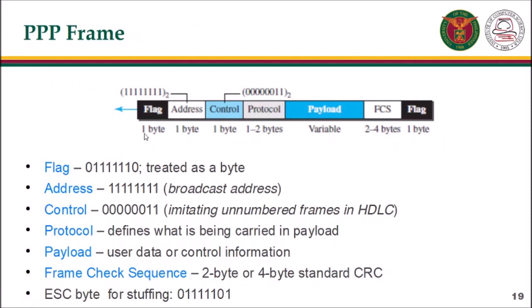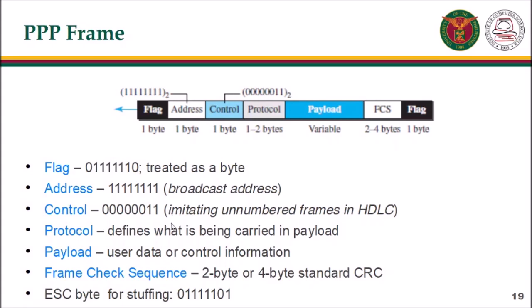PPP uses a character-oriented frame. Here is the format of a PPP frame. A PPP frame starts and ends with a 1-byte flag with a bit pattern 01111110. The address field in this protocol is a constant value of all ones, which is a broadcast address. The control field is also constant with a value of 00000011, imitating the unnumbered frames in HDLC.